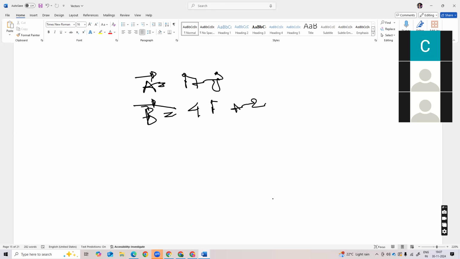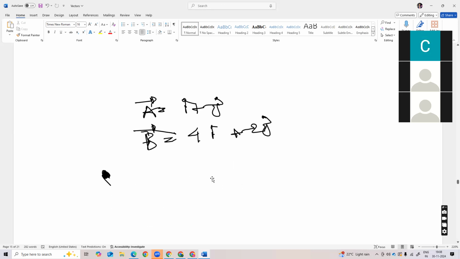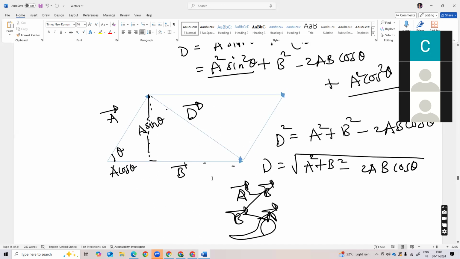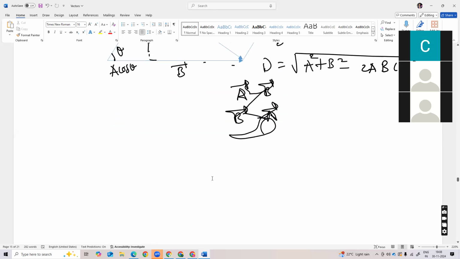4i plus 2j. So if you have to find out its resultant, first of all, if we have to find out the direction, like the angle of A with respect to the positive x-axis, then it can basically be found as tan inverse of y upon x. One second, we will take some easier example because this will make the calculation very complicated.